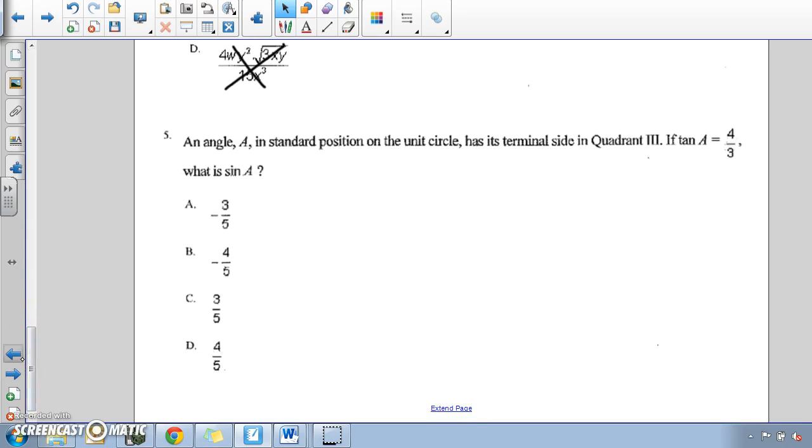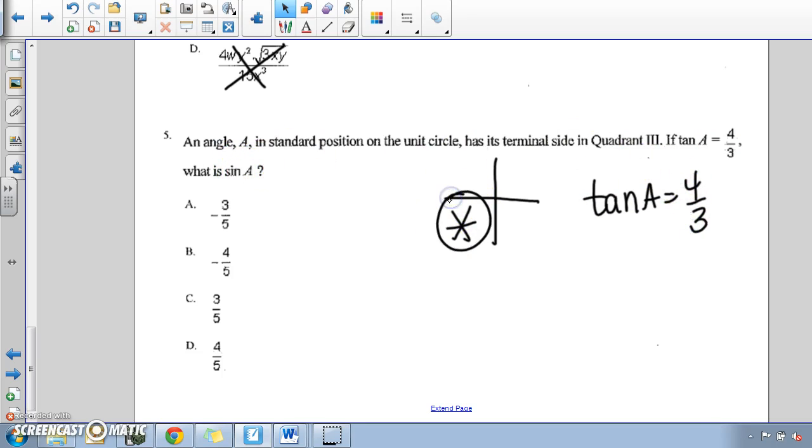Last problem has an angle A in standard position in a circle, has its terminal side in quadrant 3, which means your answer is over here in this quadrant. If tangent of A is 4/3, what is sine of A? Well, I'm going to give you kind of a backwards way to do this problem. The only thing you need to know is if it's in quadrant 3, the answer is negative there. Because to get into quadrant 3, it's negative x and negative y. So the answer has to be negative in quadrant 3. So A or B is your answer.